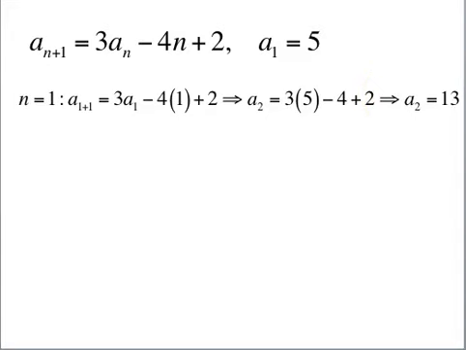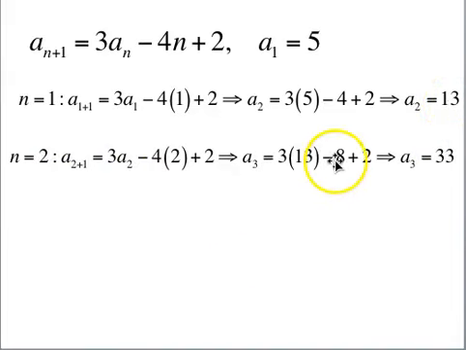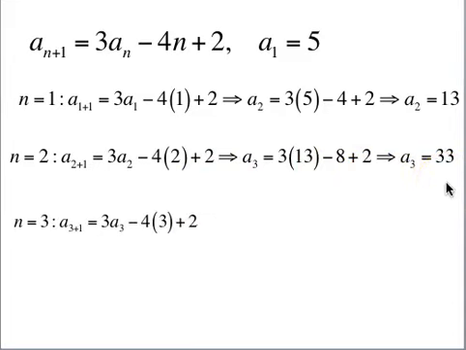And we can go as far with this as we want. Let's just do a few more terms here. If n is 2, replace that n with 2. A sub 2 plus 1, that would be, of course, a sub 3, is 3 a sub 2 minus 4 times 2 plus 2. So a sub 3 is 3 times 13 minus 4 times 2 plus 2. 39 minus 8 plus 2, we get a sub 3 is 33. And doing one more, n is 3, a sub 3 plus 1 is 3 times a sub 3 minus 4 times 3 plus 2.